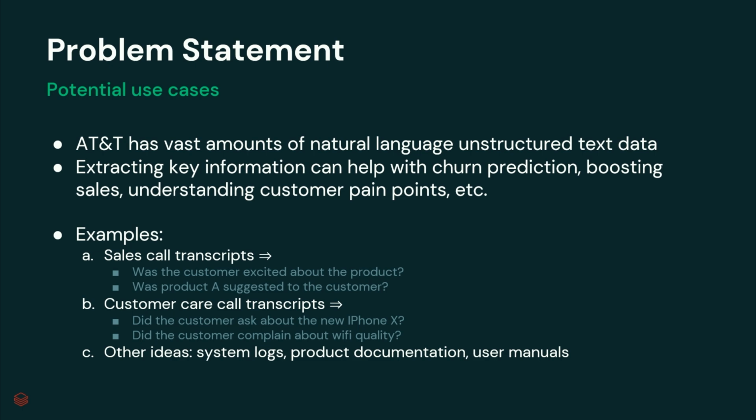So we have an example here. Sales call transcripts. Was there a product that the sales agent suggests to the customer? Are there certain products that the customers are excited about? What is their sentiment around those products? An example in customer care call transcripts is, did the customer ask about a certain product? Are there certain issues that the customers are complaining about? That way we can retroactively work on those problems before they become a big deal. And other text data that we have, of course, includes product documentation, user manuals, what have you.